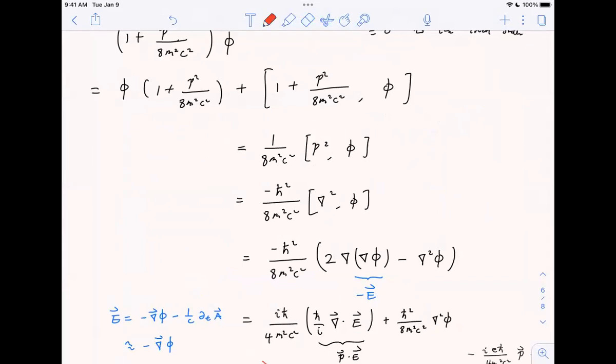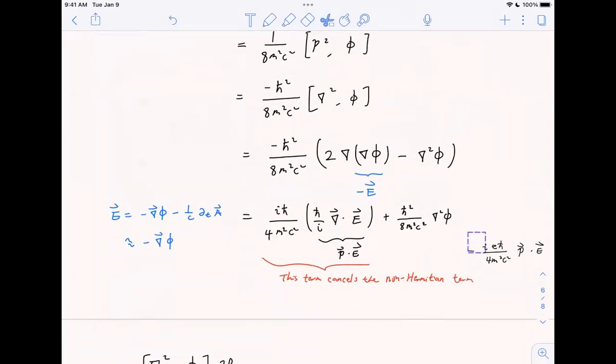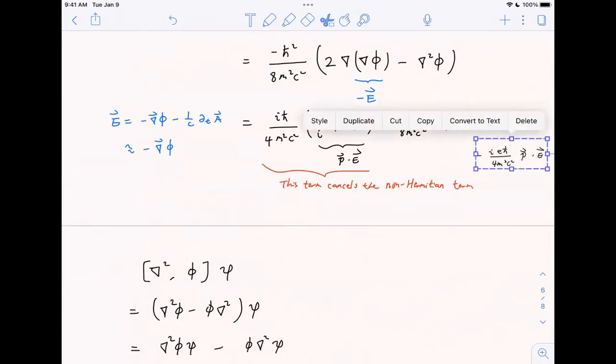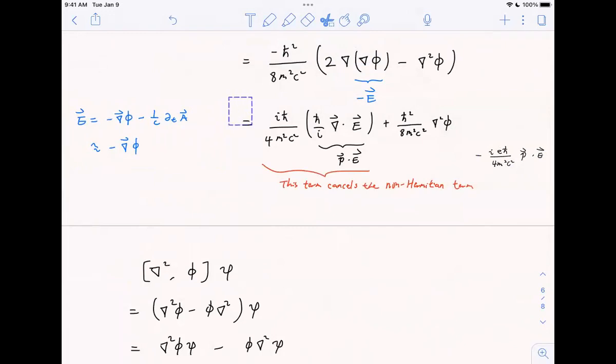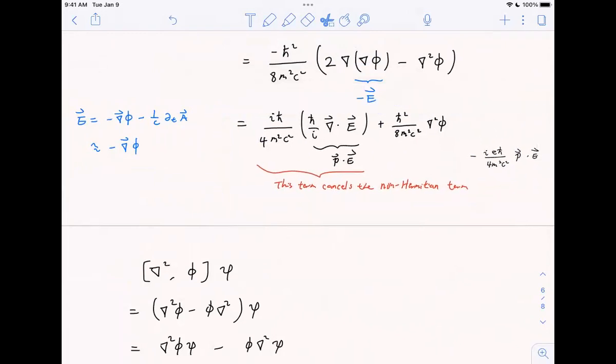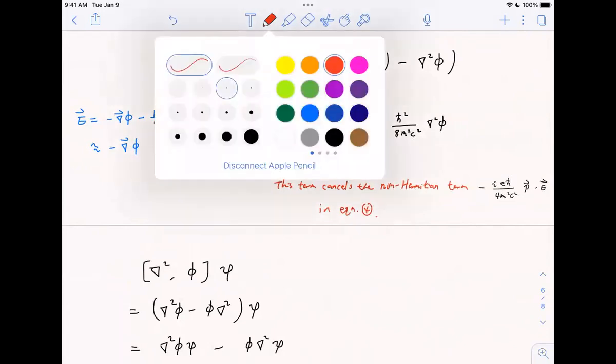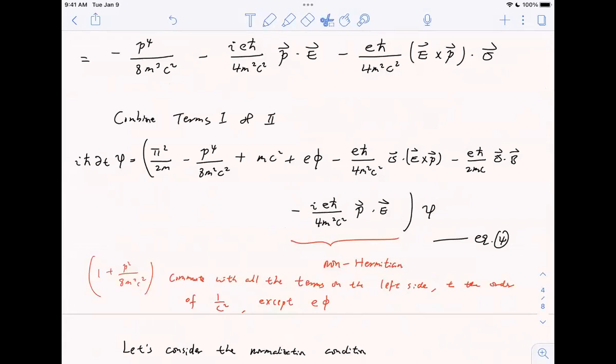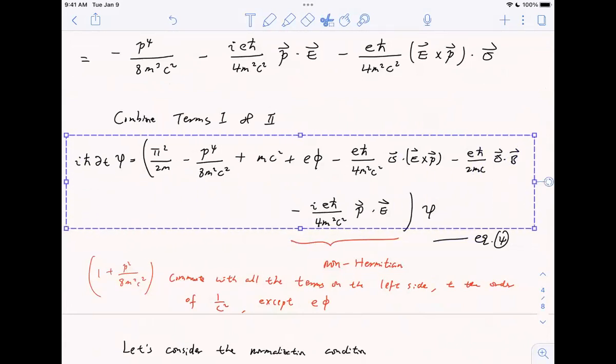Okay, so this is the Hermitian term. In equation 4, we deal with the non-Hermitian term. Eventually we'll rewrite the equation. Let me rewrite it.